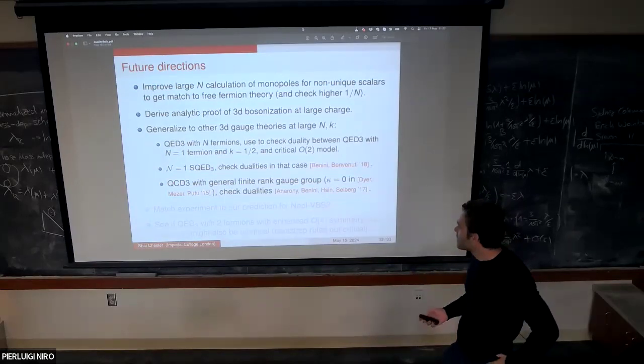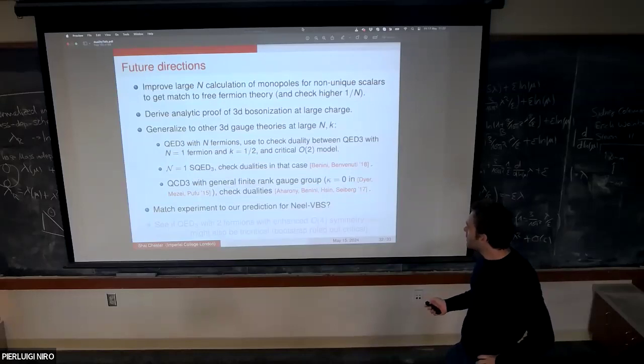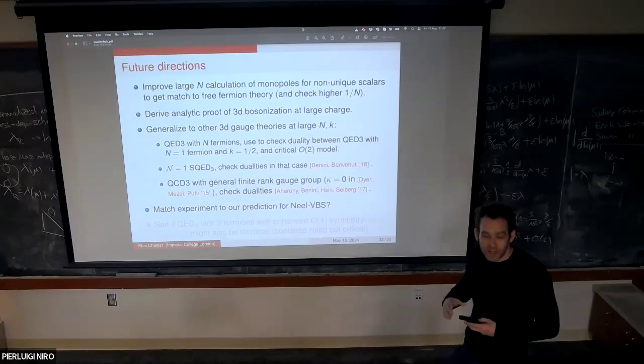Finally, what's nice about this neo-VBS phase transition is that in principle, it could be experimentally probed. It would be really nice if someone did an experiment, computed these scaling dimensions, and matched them to our prediction. That would be very exciting.